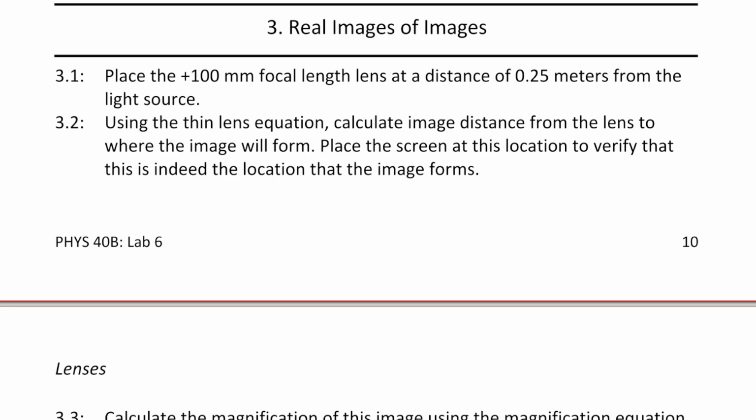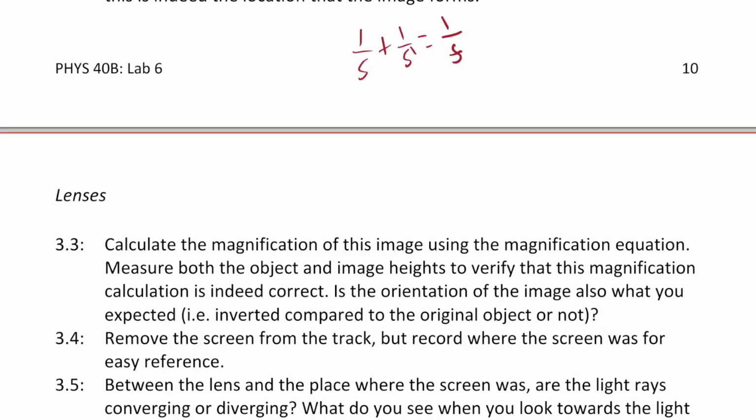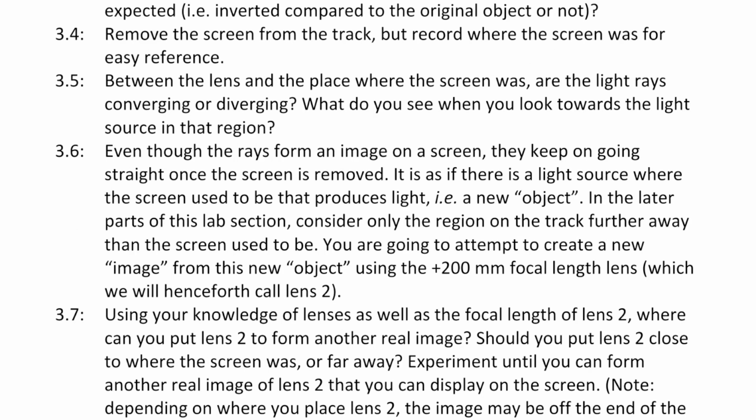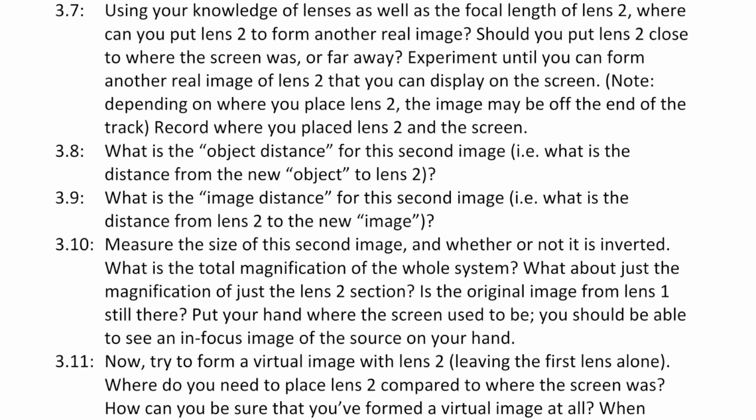You're going to use the thin lens equation, which is 1 over s plus 1 over s prime equals 1 over f. That's the thin lens equation. Remember, f is the focal length. And you're going to calculate where the image will form, and then you're going to place your screen at that location just to see if the image formed there. And you're going to be calculating the magnification again. You're going to be doing a bunch of calculations for all this stuff, and seeing if the data you're getting matches the calculations you're expecting, the theoretical locations of the images and the magnifications.